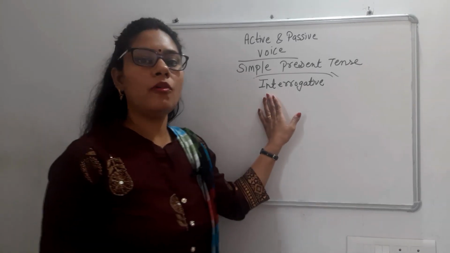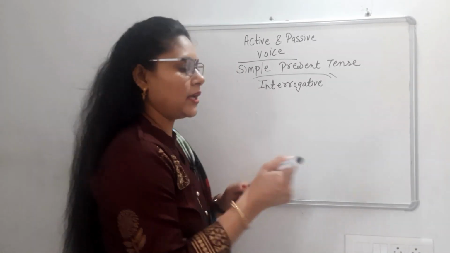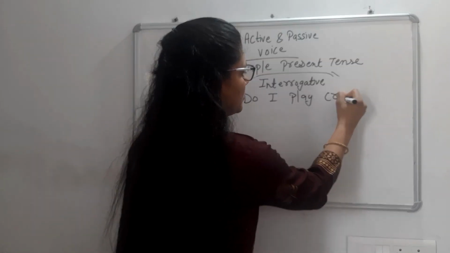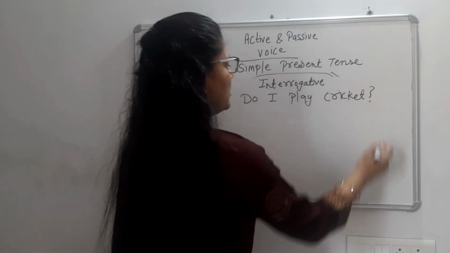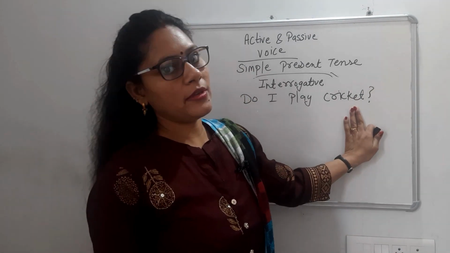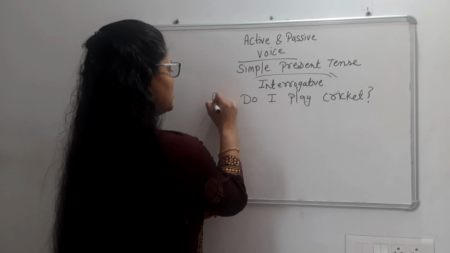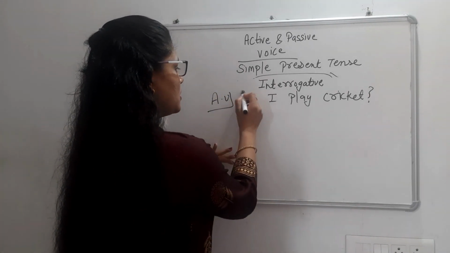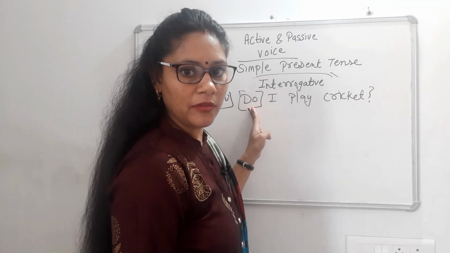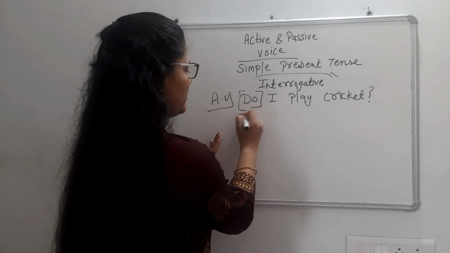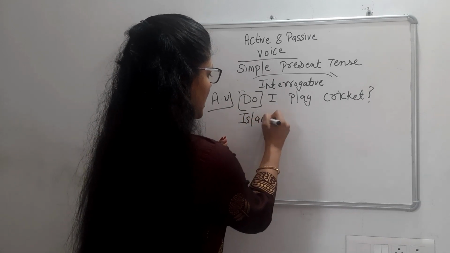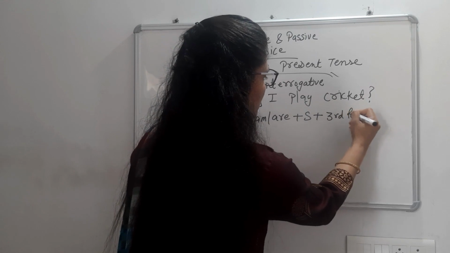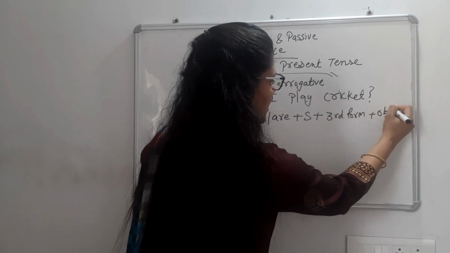Now we will learn about interrogative sentences. Now look here. Do I play cricket? See here, interrogative sentences always end with a question mark. So this we have to change into passive voice. Now it starts with the helping verb. So the structure will be is/am/are plus subject, then the third form of the verb and the subject.